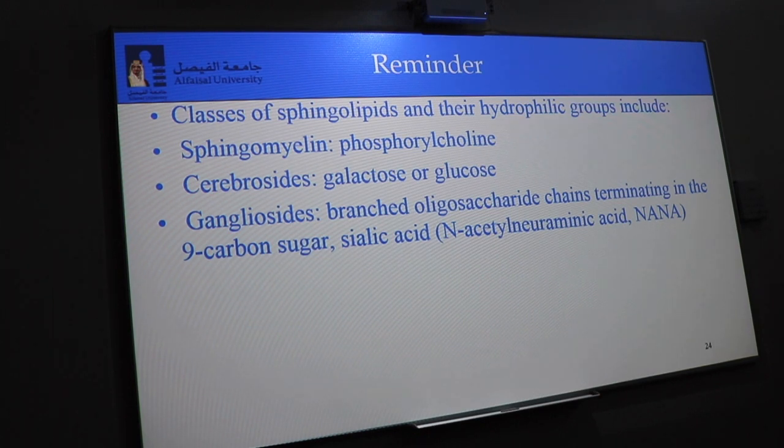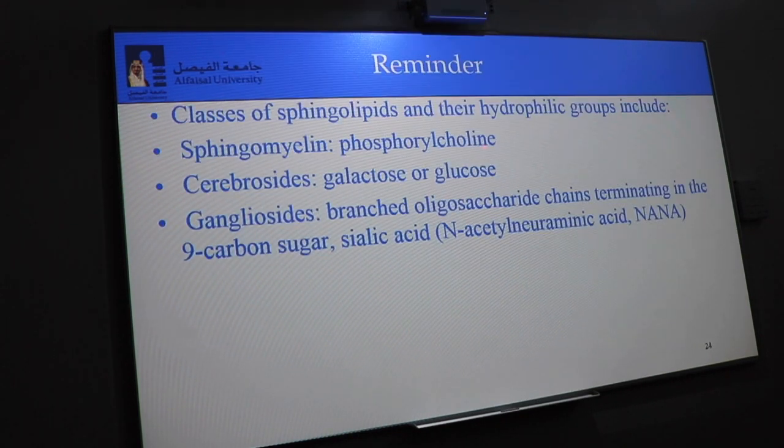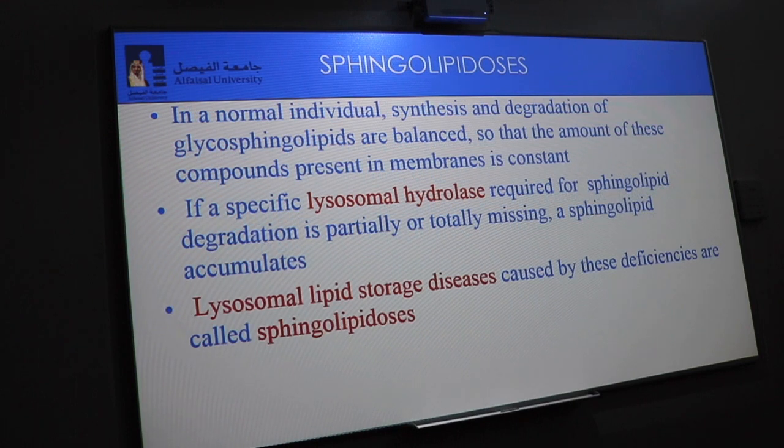Yes? The monosaccharide should be galactose. No, what the major one is, that's why we give it as an example. So you should know the classes of sphingolipid, that the sphingomyelin contain phosphocholine, and in the cerebroside we have galactose or glucose. In ganglioside we have an oligosaccharide containing an acetyluraminic acid. This is what I want.